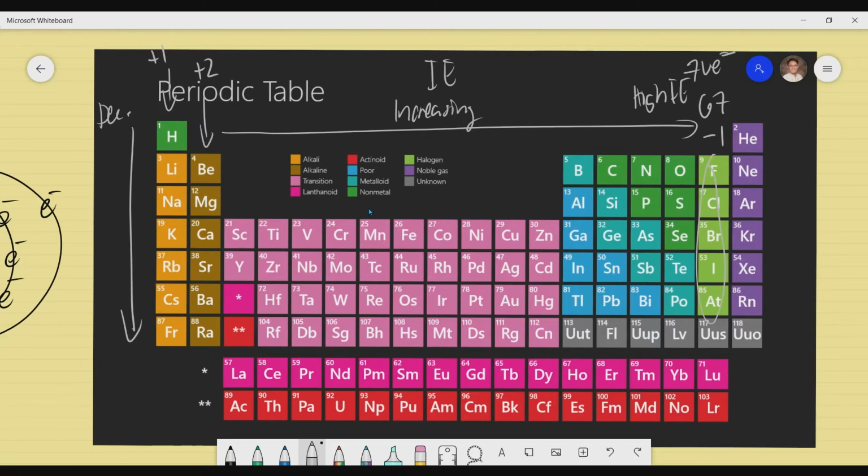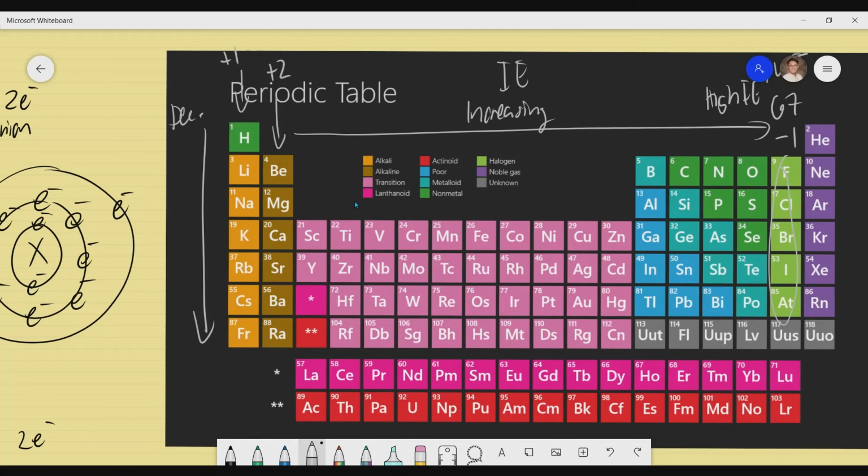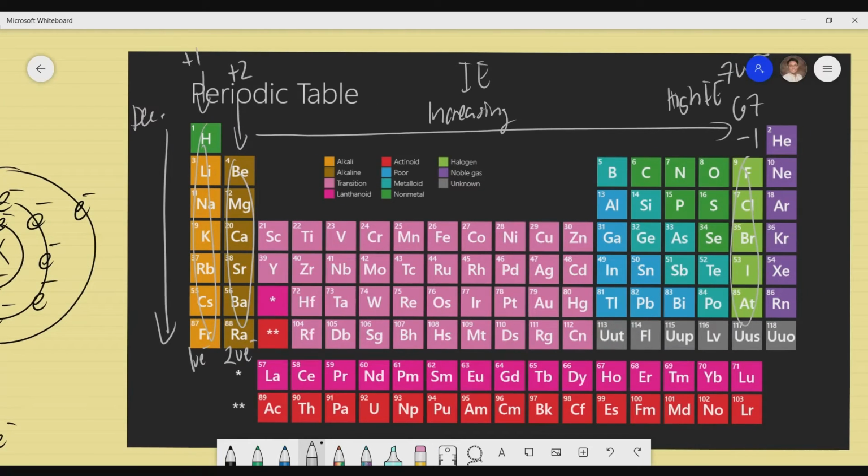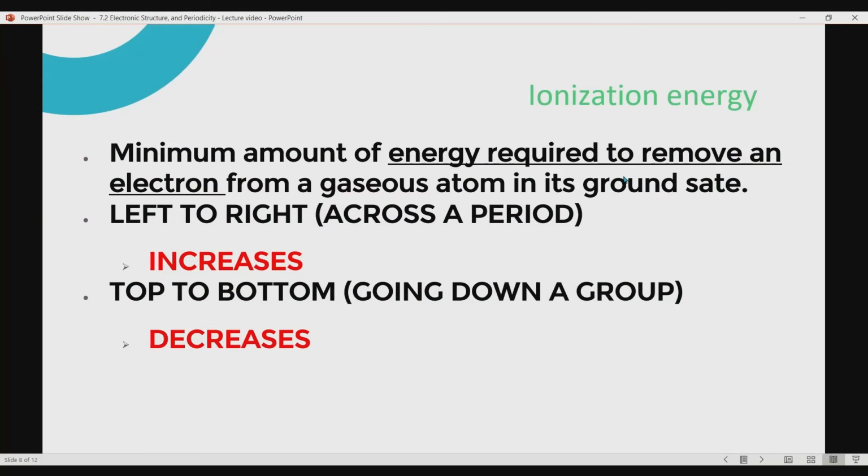At dito naman sa kabilang banda, ito naman pong group 1 and group 2. Dahil group 1 and 2 sila, ang valence electron nila ngayon ay 1 valence electron and 2 valence electrons. So dahil napakakonti lang naman ng electrons nila, konting enerhiya lang ang kailangan, pwede na agad tanggalin. So yun po ang ideya ng ating ionization energy. Energy required to remove an electron. So from left to right, increasing, and then from top to bottom, decreasing.